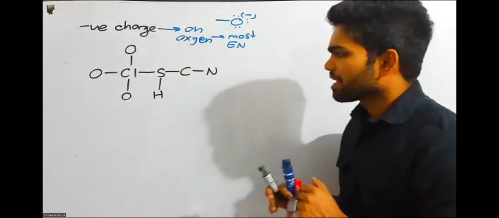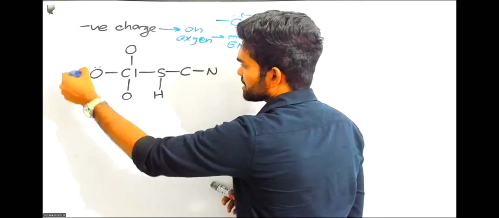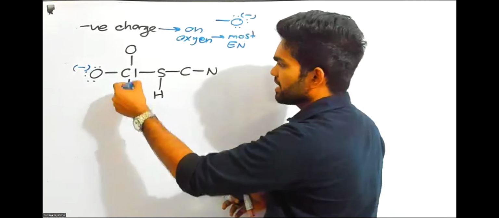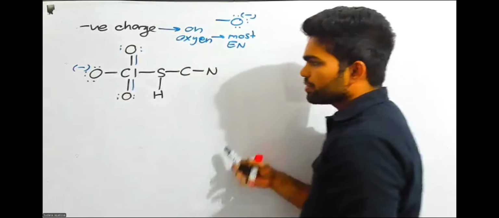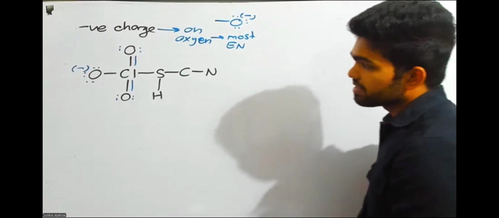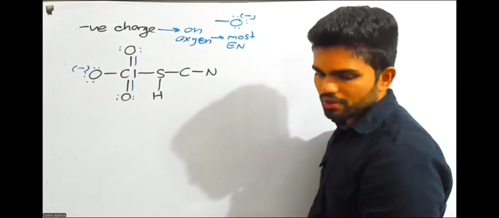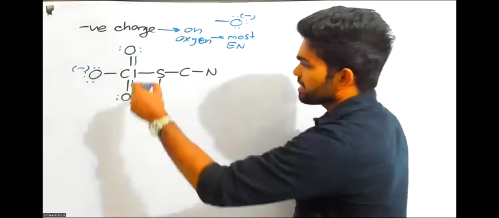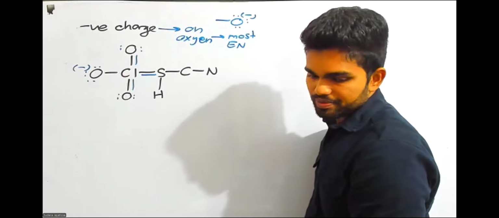Understood? Right. So like I said, here I'm choosing to keep the negative charge for this oxygen. There's no rule. You can keep it for any oxygen, and other oxygen atoms should make double bonds. Now if you check the chlorine atom, it has made 6 bonds. Making 6 bonds is not enough for chlorine, because chlorine has 7 valence electrons. So there must be another double bond with this sulfur.